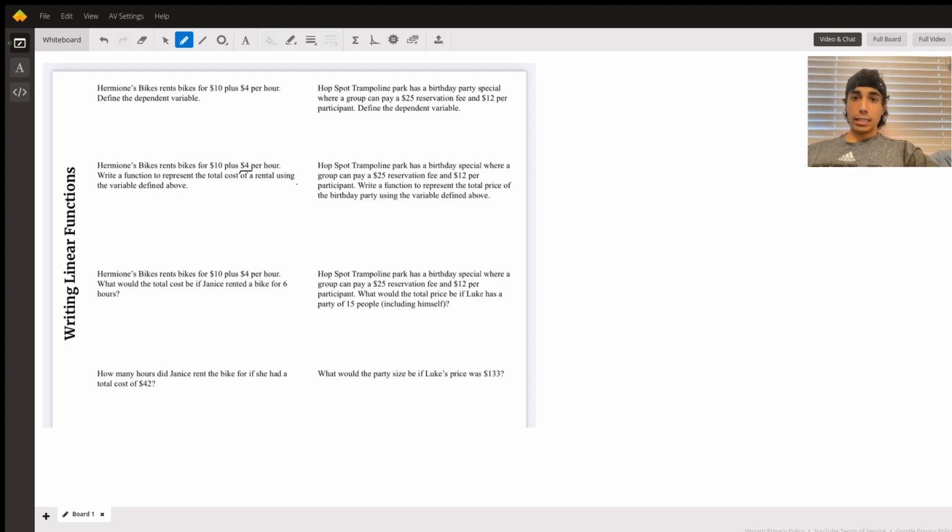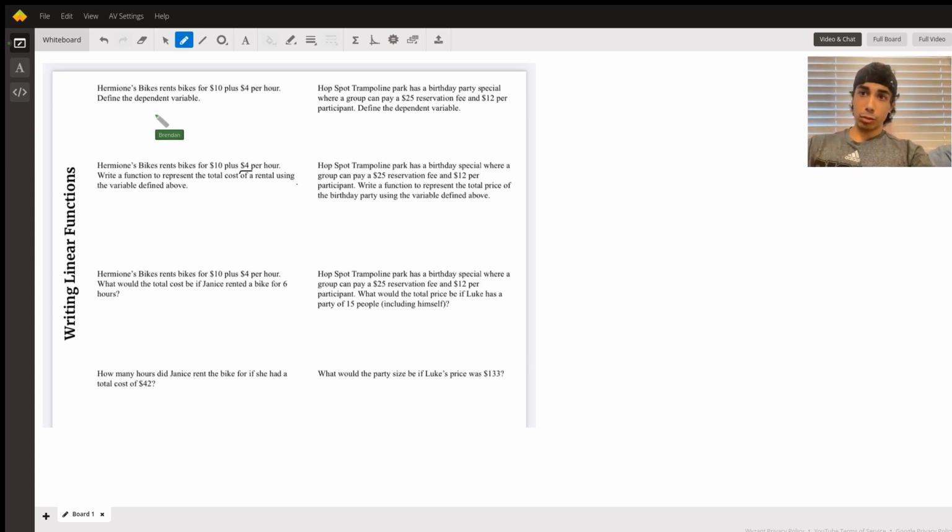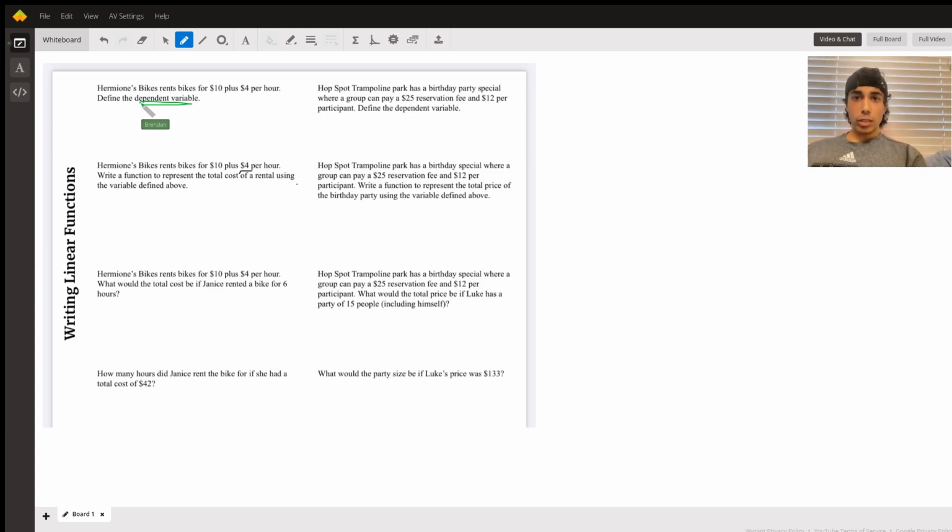All right. Today we are writing linear functions, and our first one here is talking about defining a dependent variable. All right. So a dependent variable is the variable that is directly affected by whatever we're measuring, by like a change in whatever we're measuring.